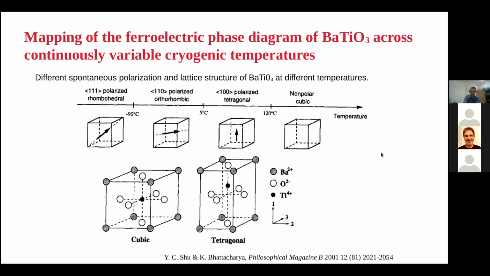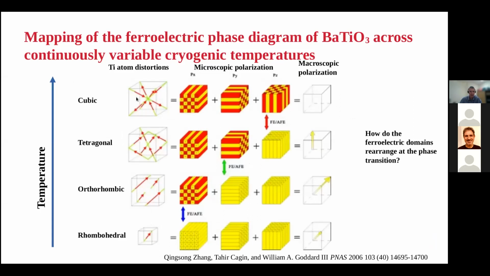So BaTiO3 has different phases depending on the temperature you look at it. So it has a cubic phase, which is paraelectric at temperatures larger than 120 degrees. And then it has different phases when you go lower and lower in temperature. And depending on the phase you look at, you have different polarizations, which are along different crystallographic orientations. And if you look at this type of schematic, when you are in the cubic phase, the three directions are equivalent. So the overall polarization is null.